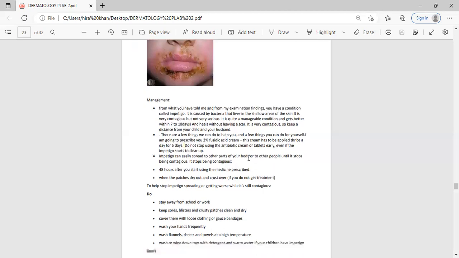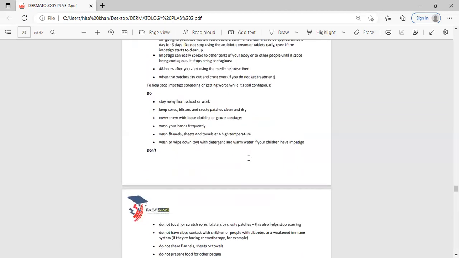Okay, and then do mention all, because in the rash scenarios, I believe that you have to give the whole of the 4 minutes to your management, because the management points are very important here. You have to mention, well, there are a few things that you can do for yourself, that is, please stay away from the school or the work, keep blisters clean and dry, cover them with loose clothing, wash your hands frequently, wash the sheets and the towels at a high temperature, and that's it.